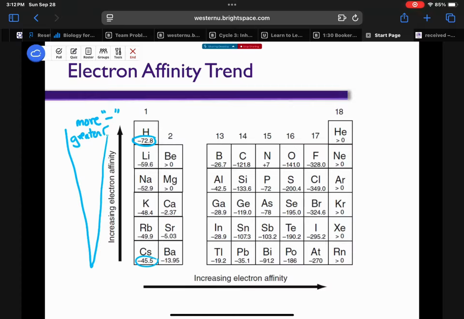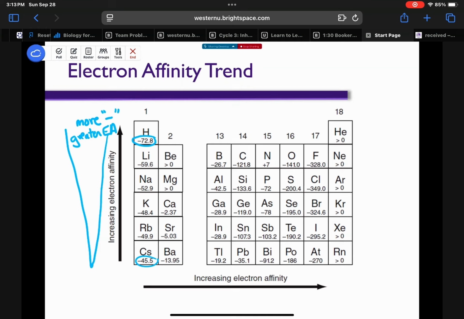Why? Well, hydrogen, you give it an extra electron and it's like, wow, I only had 1 electron. Now I have 2 electrons. This is amazing. Thank you so much. This is an exothermic, very favorable reaction. You do that to cesium and it's like, oh, I already have 55 electrons. You're giving me another one? Oh, that's nice. Okay.